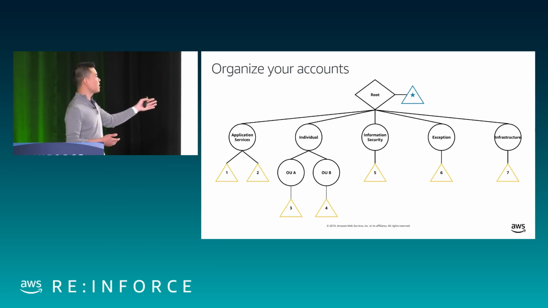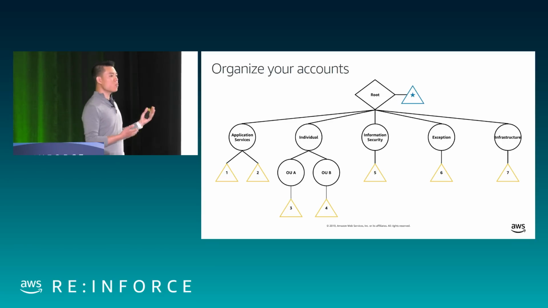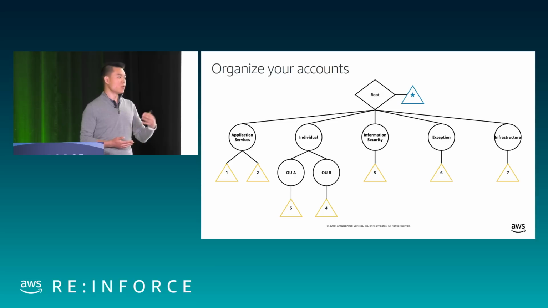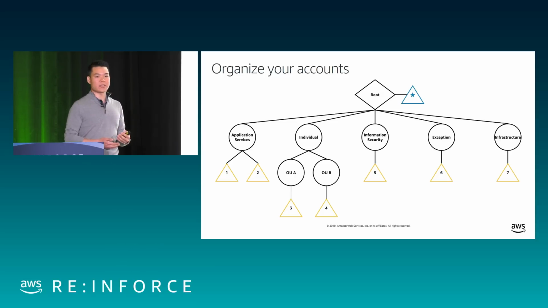For example here, I've got an example organization, and I've got a set of top-level organizational units here. I've got my application services, individual, information security, exception, and my infrastructure organizational units. I've got some organizational units nested under, as well as accounts in all of these. And so this is one example of what we would recommend as a way to think about structuring your organization for your business. On the left side, we've got the application services organizational unit. These are accounts that host resources to support your applications, and we've gone ahead and grouped them together. These are the things that provide, for example, your business to customers. And so you can audit and apply security policies, including service control policies, to this entire group to secure the entire group.